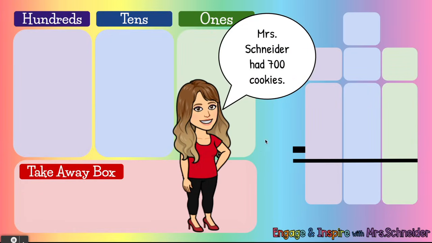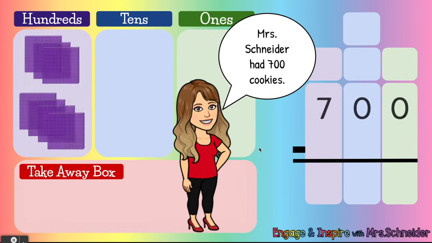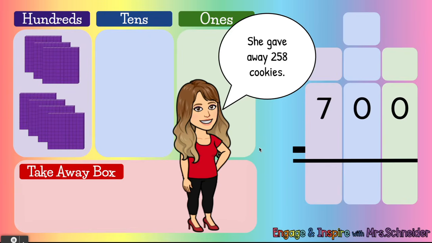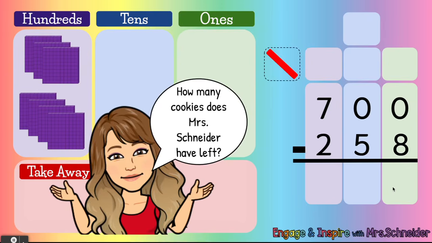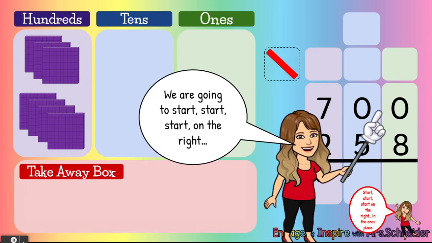Mrs. Schneider had 700 cookies. She gave away 258 cookies. See, 700 minus 258. How many cookies does Mrs. Schneider have left? That's what we're going to find out today.